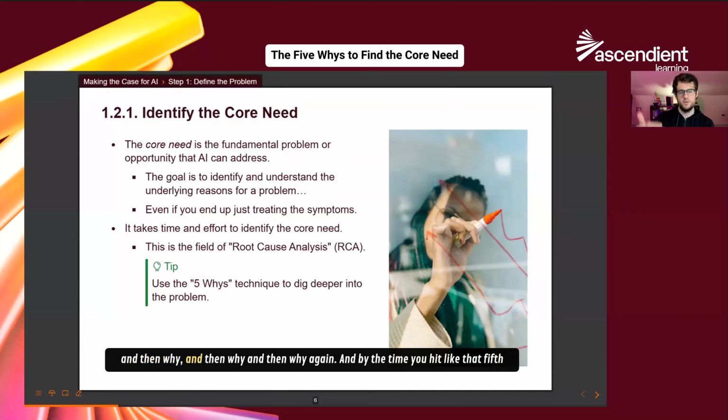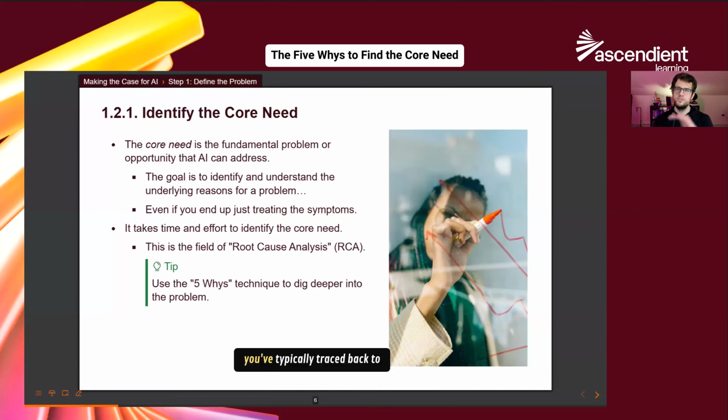And then why, and then why, and then why again. And by the time you hit that 5th why, you've typically traced back to a very fundamental reason for what's going on, what the problem is, what that core need is.